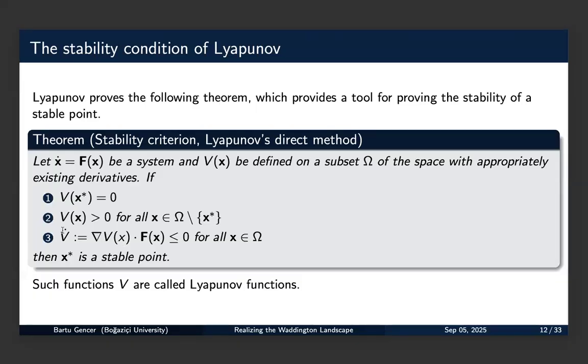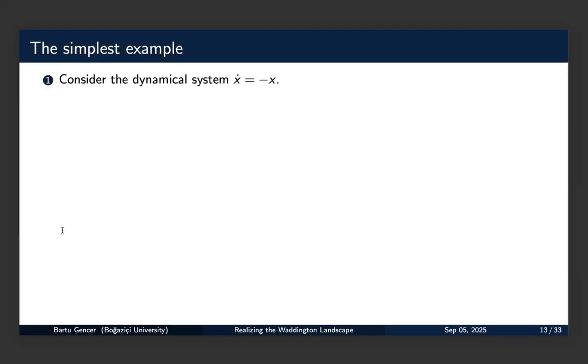And that's all, actually. If we find such a function, then this theorem states that, okay, then that point is a stable point. We call such functions Lyapunov functions. And to see this theorem in action, I've come up with a simple example. So let's consider this one-dimensional dynamical system, which is arguably the most simple one that we can consider.